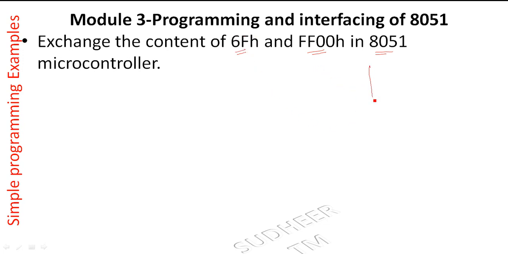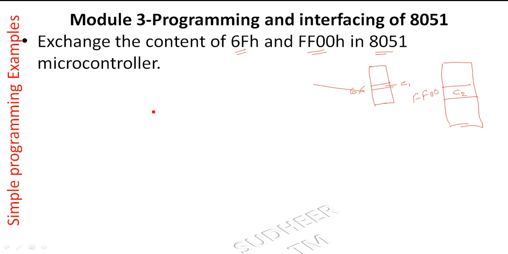So our program logic is, we have an internal RAM location, say 6F, and in external memory we have a location F000. There is a content C2 here, and this content C1. We need to exchange them, C1 to here and C2 to here. So what is the first method? We have to get the data from the external memory location F000H.